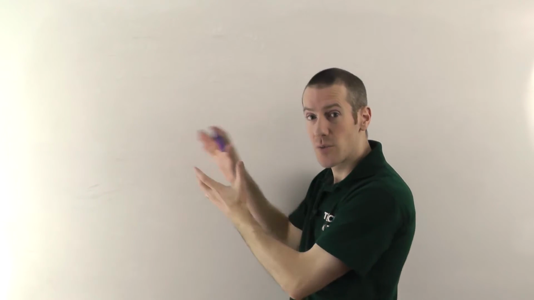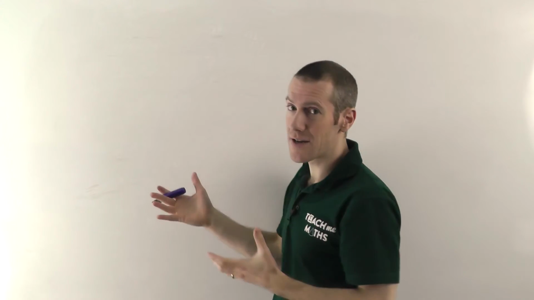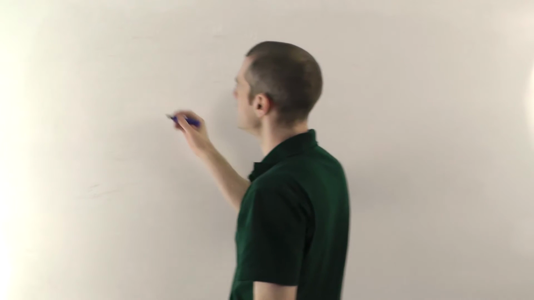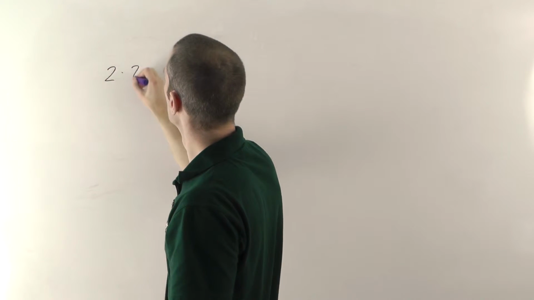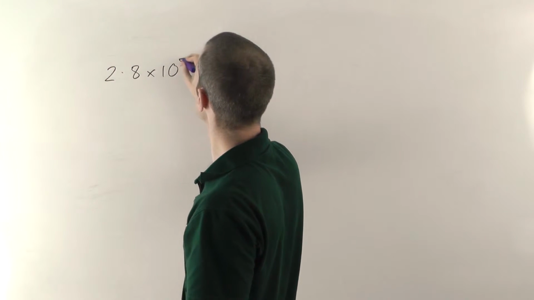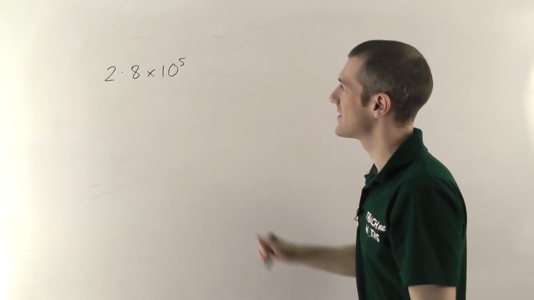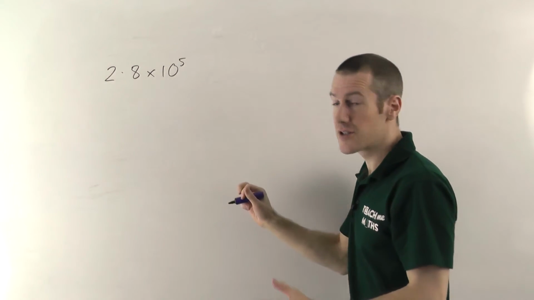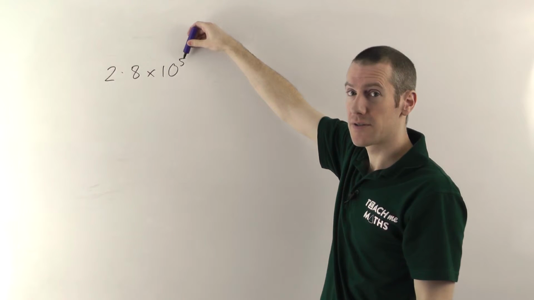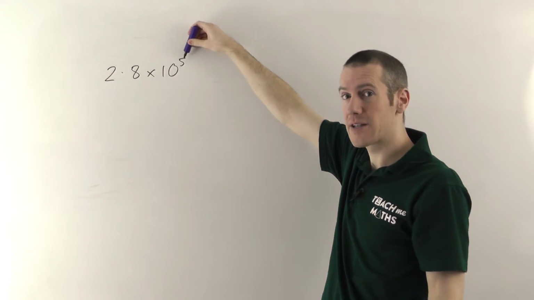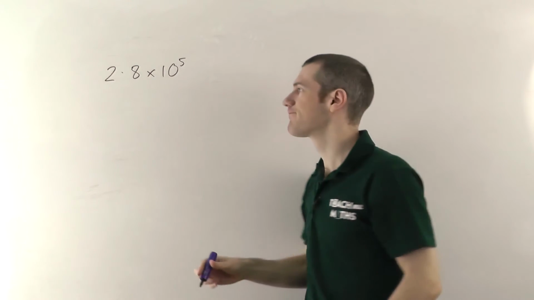Let me quickly show you how to work the other way. Sometimes you get numbers in standard form and you want to convert them back to normal numbers if you like. So if we try 2.8 times 10 to the 5, that's a standard form number. The first thing to notice is the power is positive. It's 5, it's not minus 5, so it's going to be a big number.